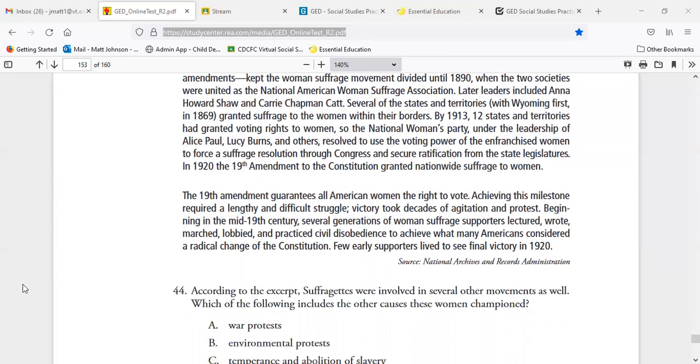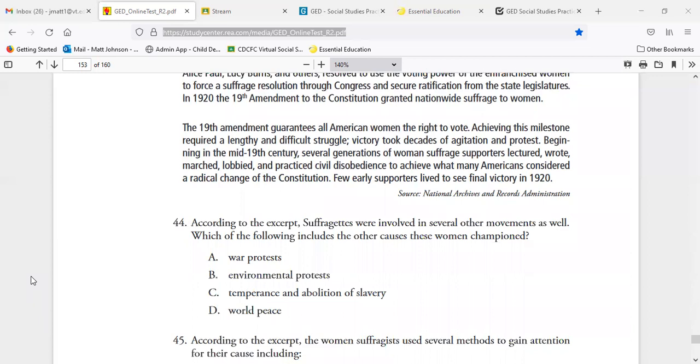Debbie, for 44, it says, according to this excerpt, suffragists were involved in several other movements as well. Which of the following includes the other causes these women championed? A, war protests, B, environmental protests, C, temperance and abolition of slavery, or D, world peace?